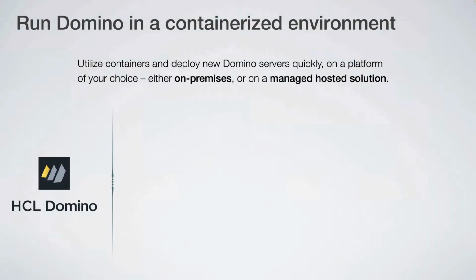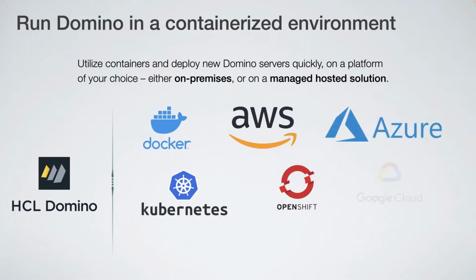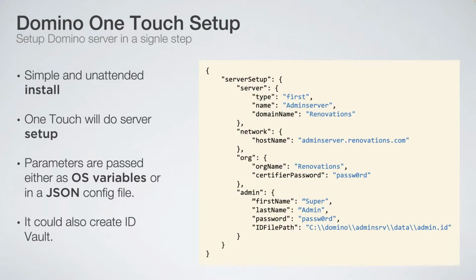Since version 11, and since version 12 it is much better, you can use Domino in a containerized environment. It means in Docker or Kubernetes. You can run this container platform either locally or on some hosted platform. It's up to you, and you can benefit from this because in version 12 we added a feature called OneTouch Setup.